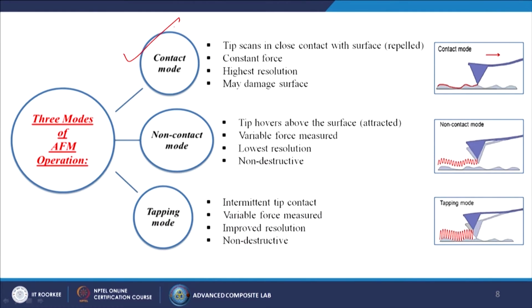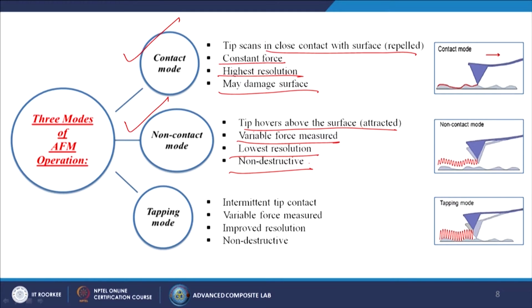Generally there are three modes of AFM operation. The first one is the contact mode, in which the probe is touching the surface of the material; the tip scans in close contact with the surface, repelled, with constant force and the highest resolution, but it may damage the surface. The second one is the non contact mode: the tip hovers above the surface, attracted, with variable force measured, lowest resolution, non destructive. And the last one is the tapping mode, or semi contact mode: intermediate tip contact, variable force measured, improved resolution, non destructive in nature.